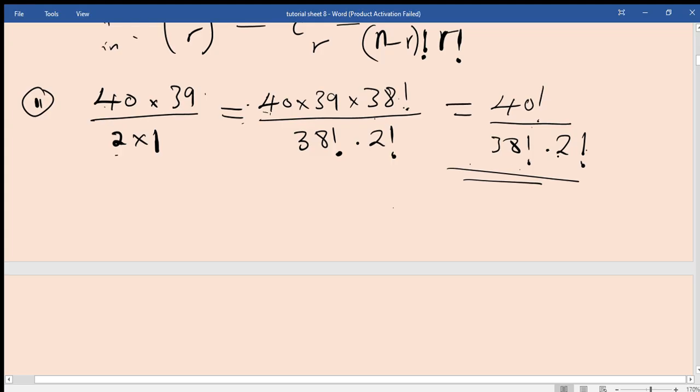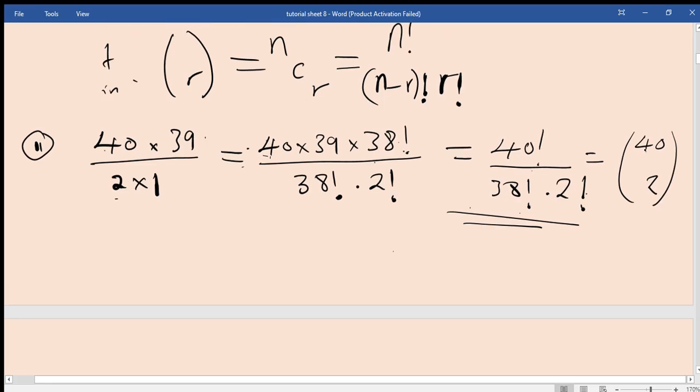is just the same as saying 40 combination 2. If you look at it very well, this is just the same as saying 40 combination 2, because when you use the combination formula, 40 combination 2, n is 40, r is 2. So you have n factorial, which is 40 factorial, n minus r, which is 40 minus 2, which is 38 factorial, and 2 factorial. So just from this concept, you can see that this is just the combination formula, and you are done.